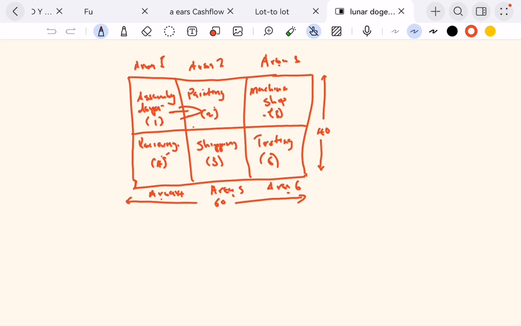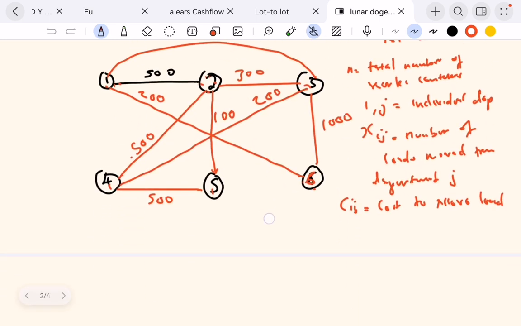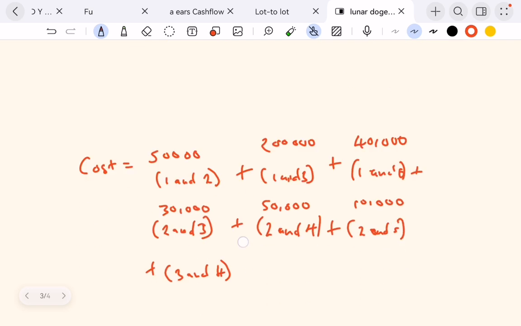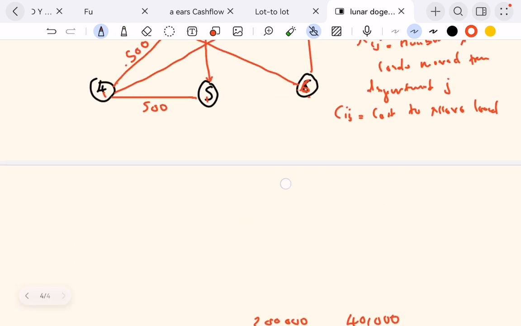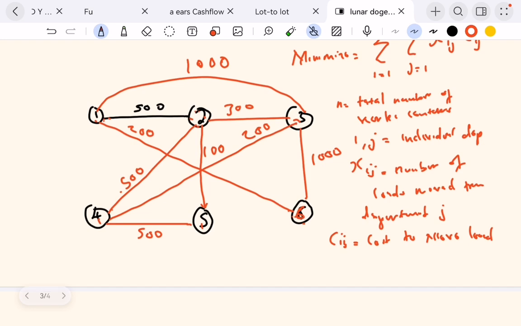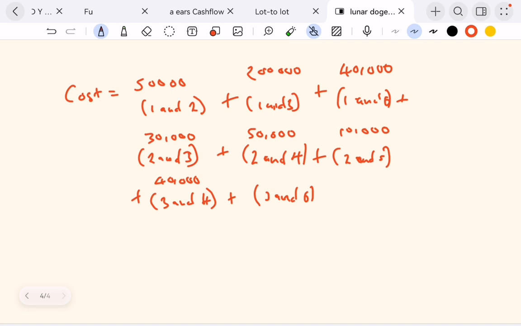It's giving you how much? You said 200 times 200, huh? Yeah, I don't have a calculator, so we have 40,000 here. Plus, we have 3 and 6. What is 3 and 6? 1,000 times 100. So it gives us 100,000.